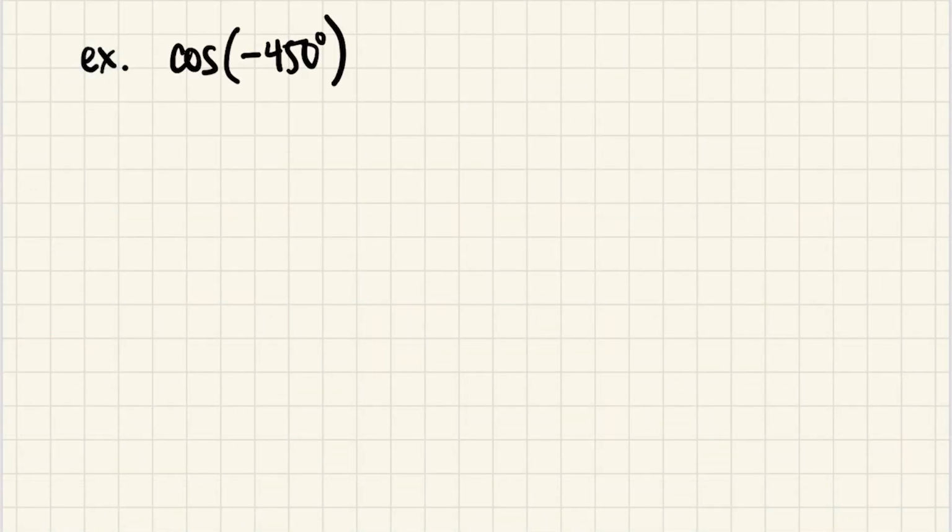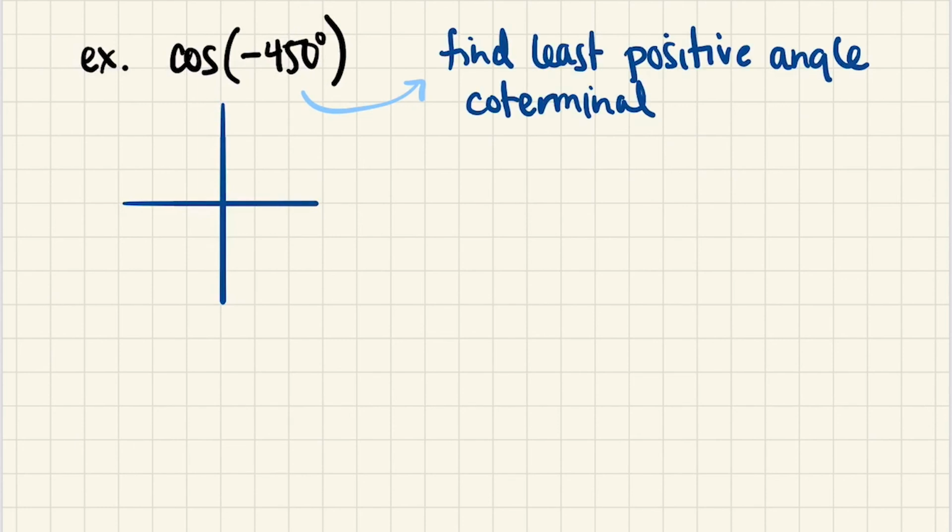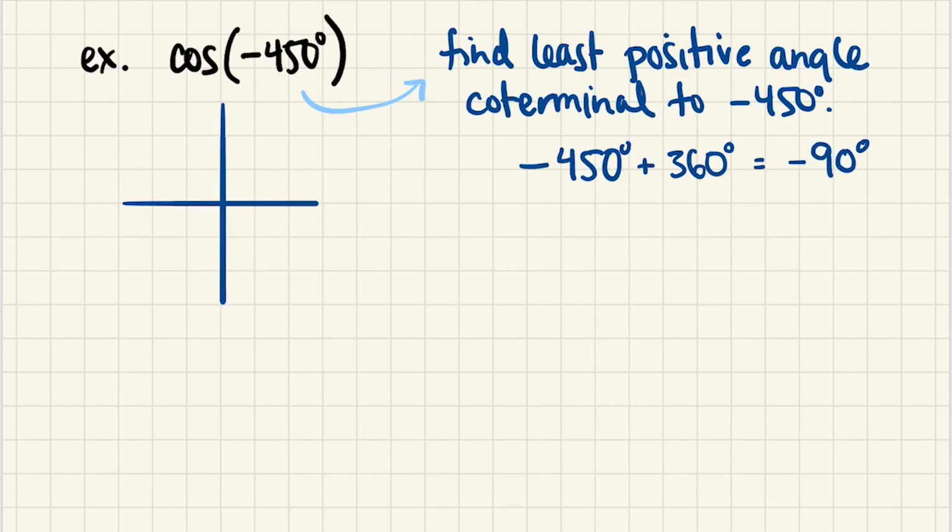All right, let's try cosine of -450 degrees. Now, this one here is outside the interval that we're comfortable with, which is the 0 to 360 interval. So let's find the least positive angle coterminal to -450. Okay, that's a skill from the first lecture. And what we're going to do is just continue to add 360 degrees until we get something positive. So if we do this once, we'll get negative 90, and we can do it one more time, and that'll get us 270 degrees.